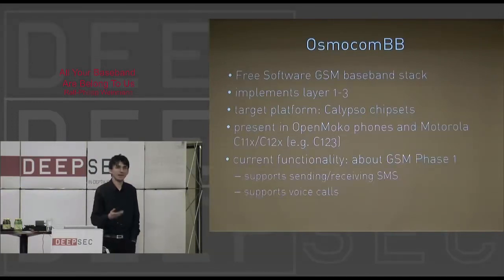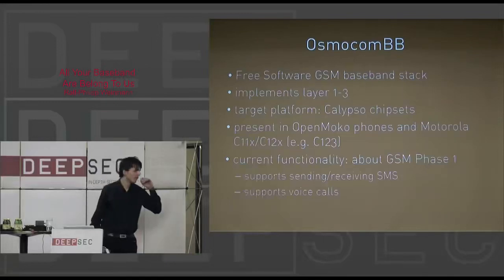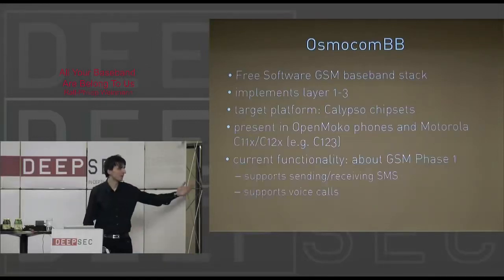Osmocom, as I gathered from the information publicly available, implements layer 1 to 3. Correct me if this is wrong. It targets Calypso, and I think recently people have started working on MTK as well. The Calypso chipsets that you can use are present in the OpenMoko and in the cheap Motorola phones. And the current functionality is about GSM phase 1 from what I've seen, so you can send and receive SMS, and you can have voice calls.